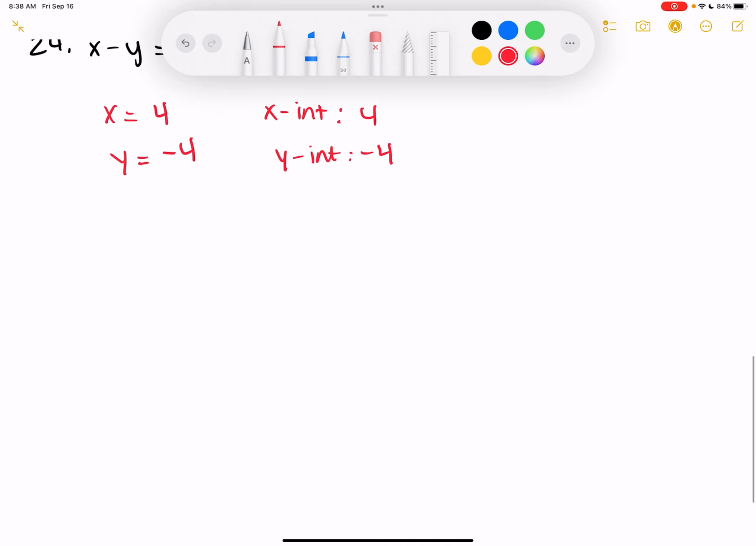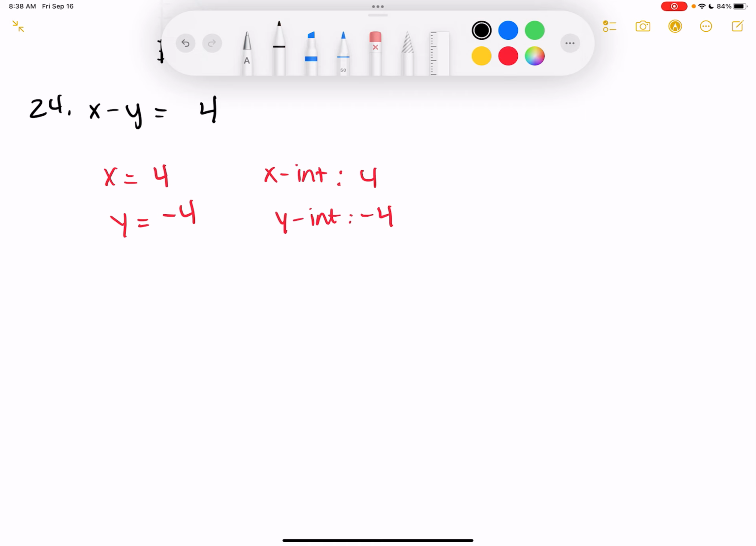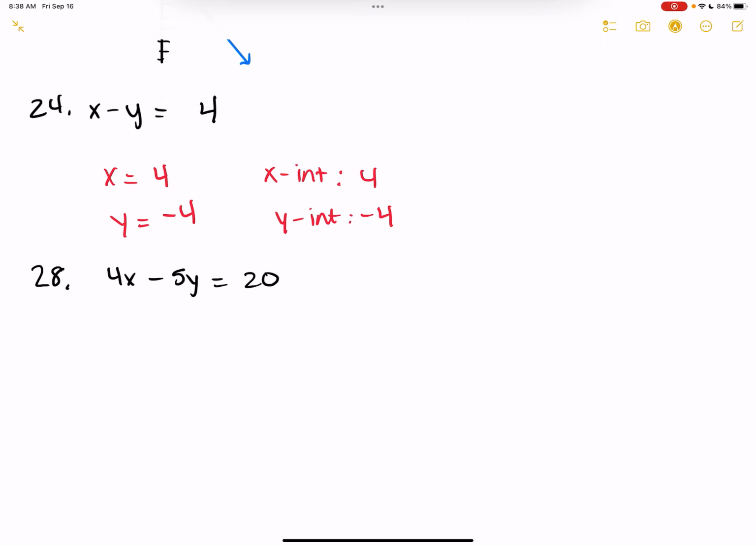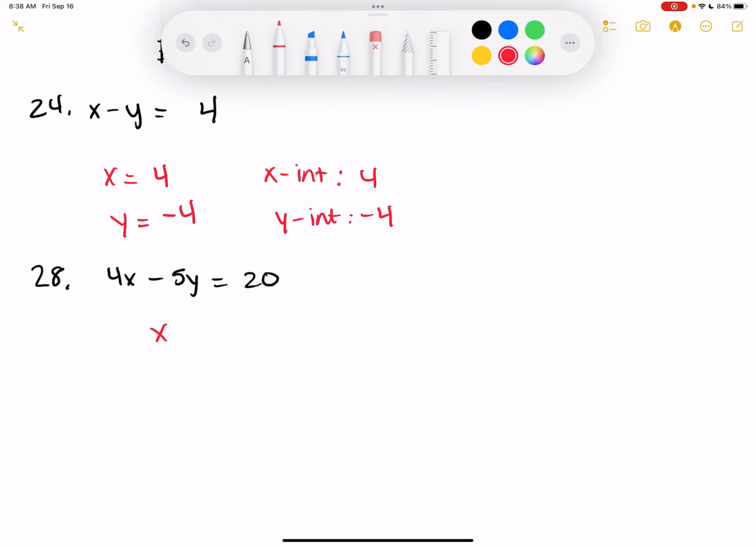Got it, okay. Alright, let's do one more of these and then we'll kind of do a section of putting everything together. So then 28 is 4x minus 5y equals 20. So what is my x-intercept? 5. X-intercept is 5. Y-intercept is? Negative 4. Must like negative 4 for a y-intercept.